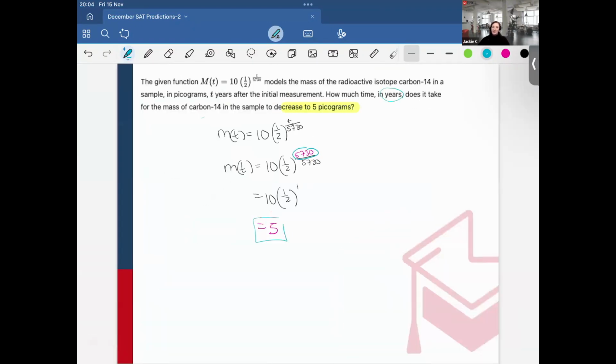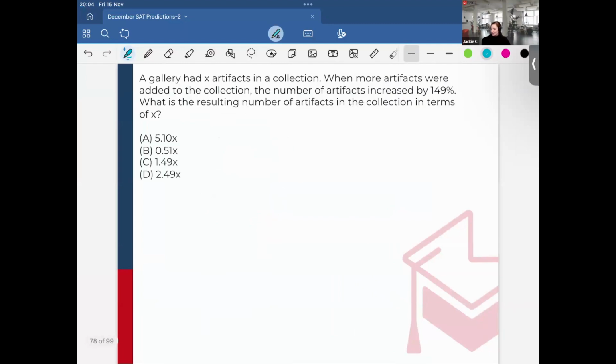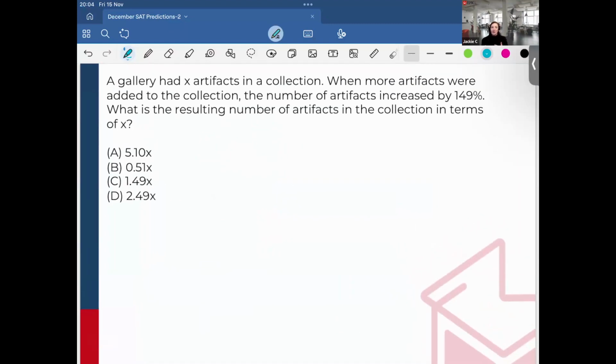Okay, so moving on, let's look at a couple more percent problems. The reason I want to focus on a couple more of these is that they're super important. They come up on every exam, so make sure you know them.